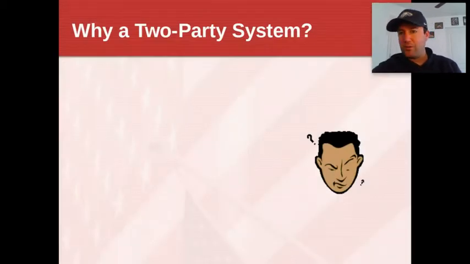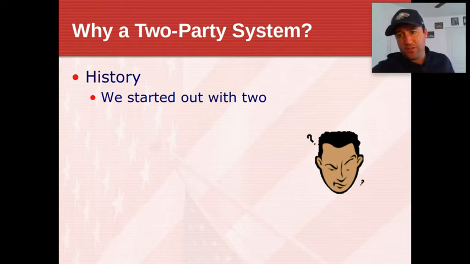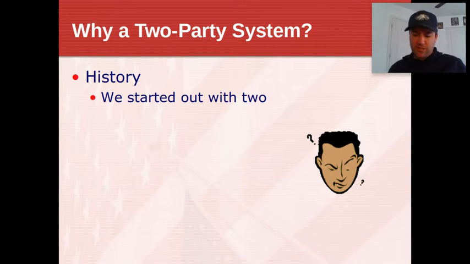But again, why would there be a two-party system? First of all, history. We've always started out with two. When you go back to the beginning of our country, where we were establishing the Constitution, you had two major factions over the ratification of the Constitution, the Federalists and Anti-Federalists. And the Federalists felt the Constitution was a great document that would limit government's power and stop any potential corruption and harms that they saw during the time in which the colonies were under the rule of the king.